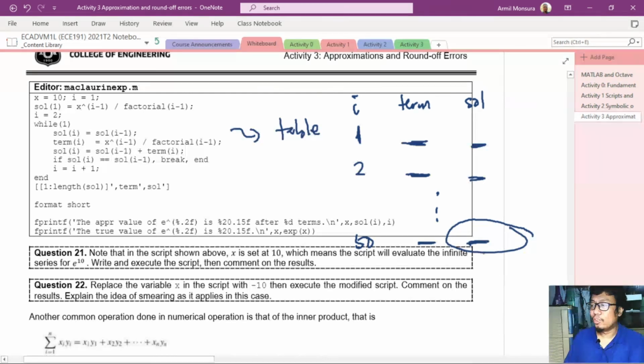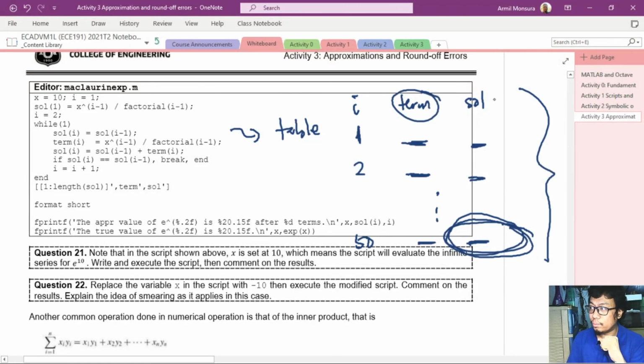So in the first case, it only gives you this final value. But in this case, what it gives you is the whole table, because in this case, this term and this sol, as you progress with the calculation, you also put them in an array. So that's the second way.